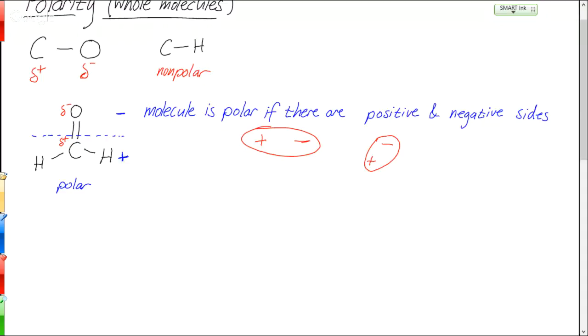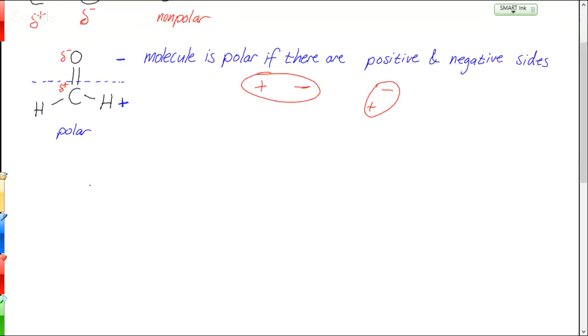Yeah, that works a little bit. Let's try another one. Look at water.